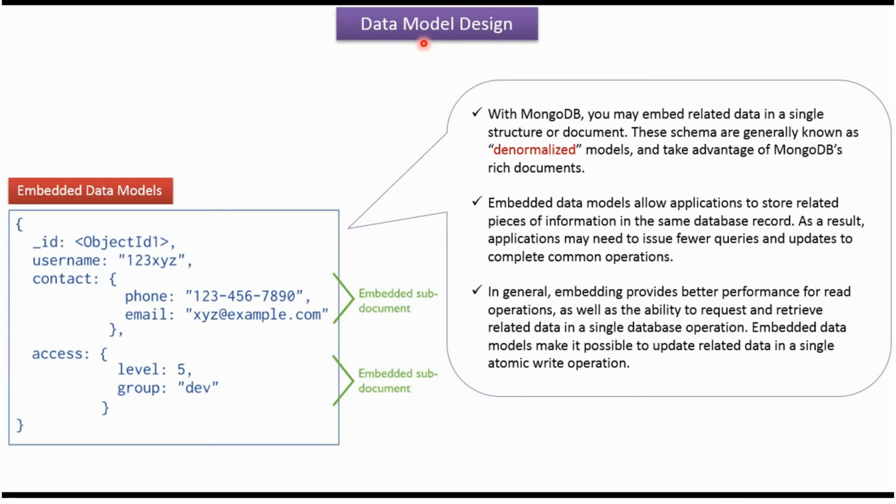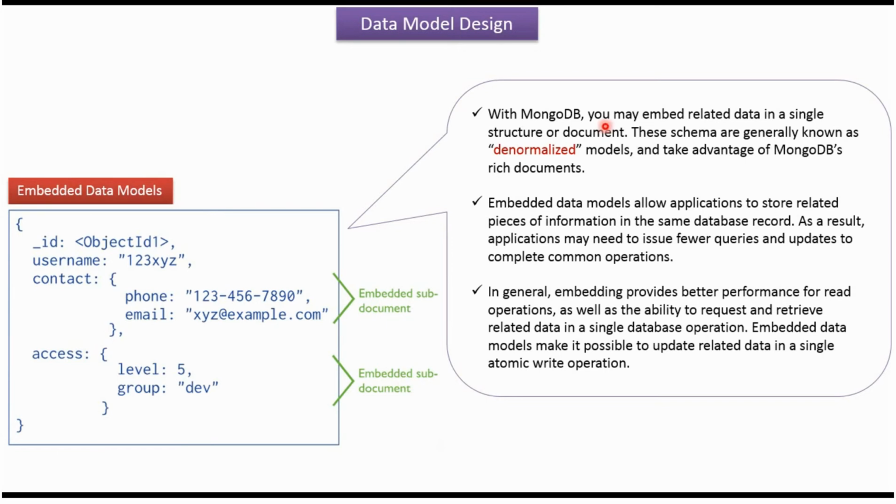In this video tutorial I will explain MongoDB data model design. Here you can see the example of an embedded data model, and here you can see the user document. It has underscore ID, which is the primary key value, and here you can see username. For this user, the related contact information and access information are put in the same document. This contact information is one of the embedded subdocuments, and this access information is another embedded subdocument.